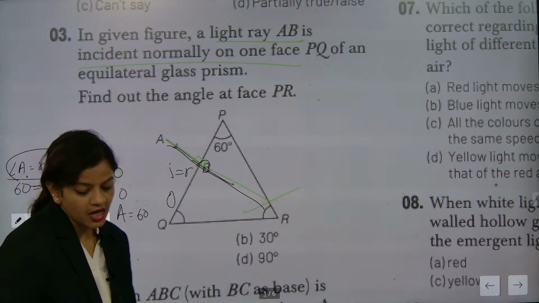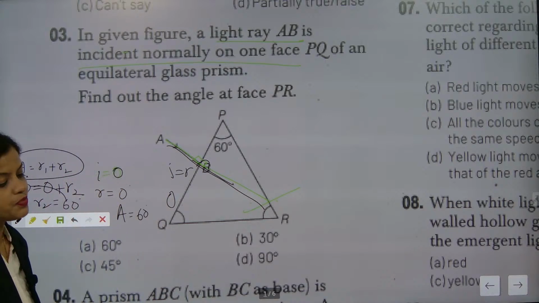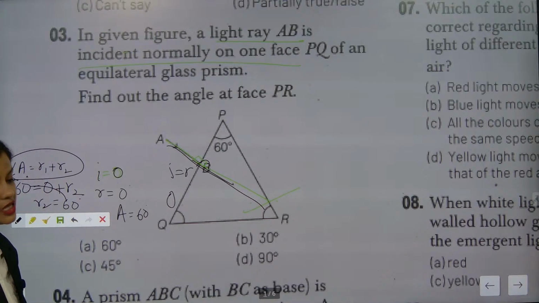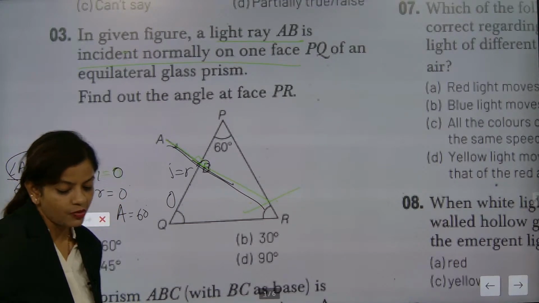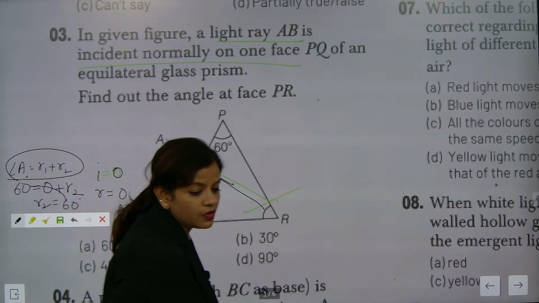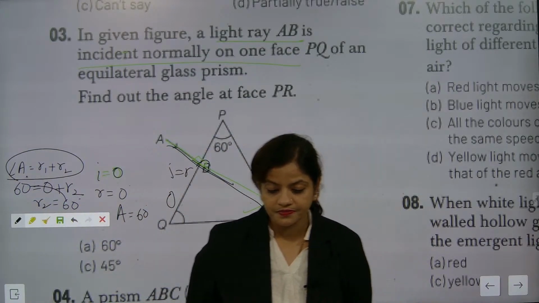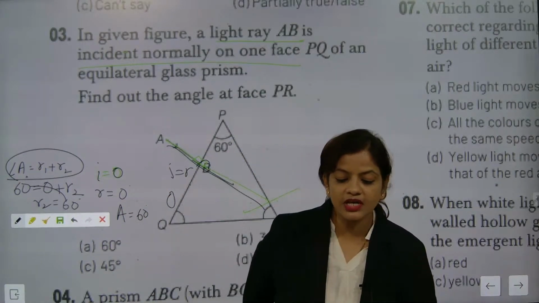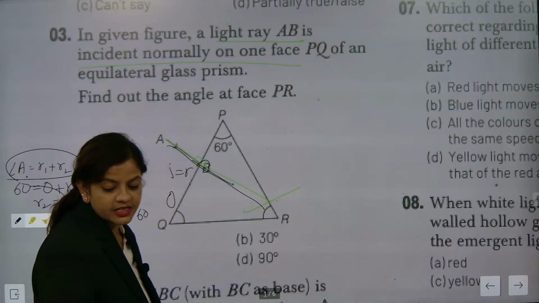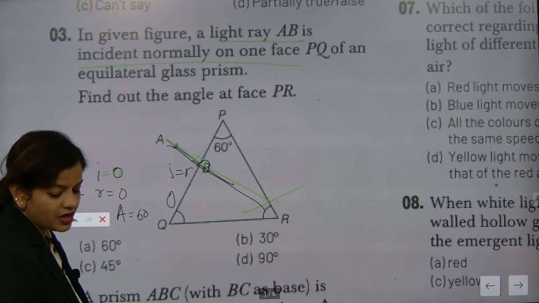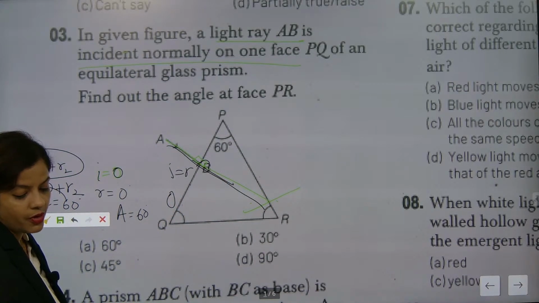Angle of incidence is equal to R1 with prism angle. Prism angle A is coming as 60 degree. So if prism angle A is 60 degree, the formula is prism angle is equal to R1 plus R2. Yes, absolutely correct. That time the angle will be coming as 60 degree. There is no doubt about it.